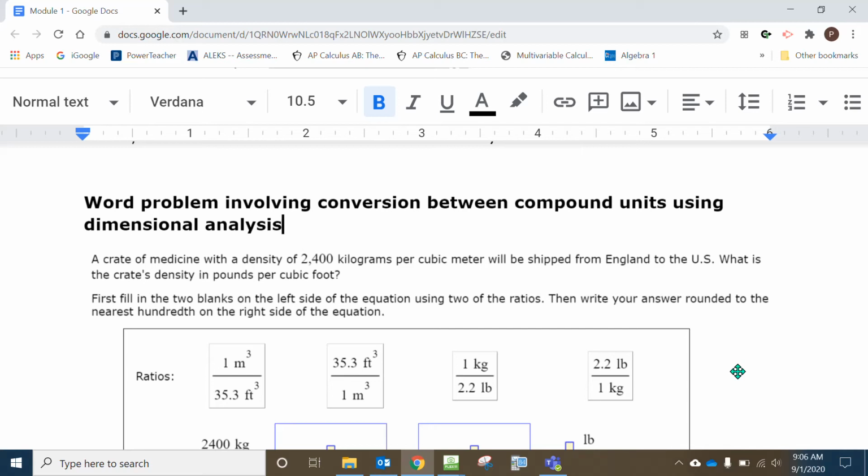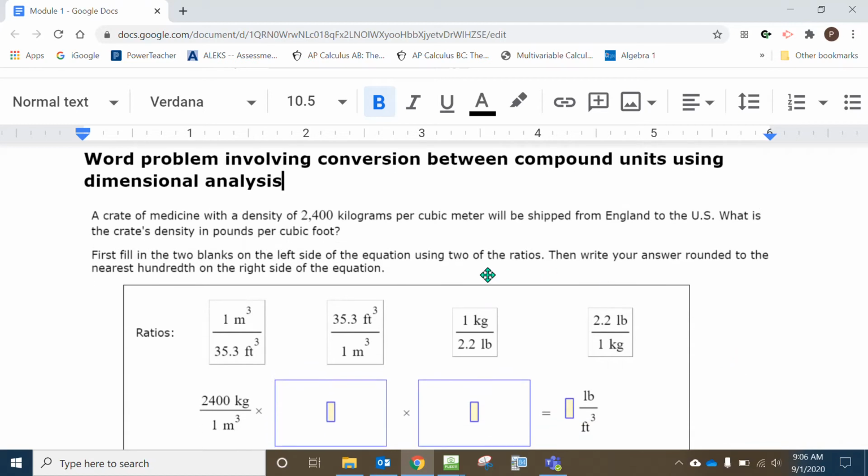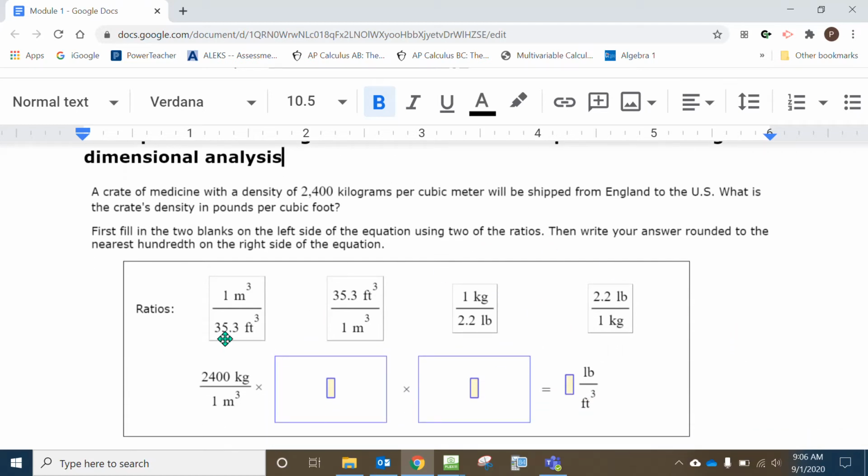The next section is word problems involving conversion between compound units using dimensional analysis. So this is the same thing I just taught you. As you can see, they're going to give us a word problem, and this is a cutout from Alex. You're going to see they want you to fill in some stuff here. We're going to pick one of these ratios to put in each box, and then they want you to type in the answer.